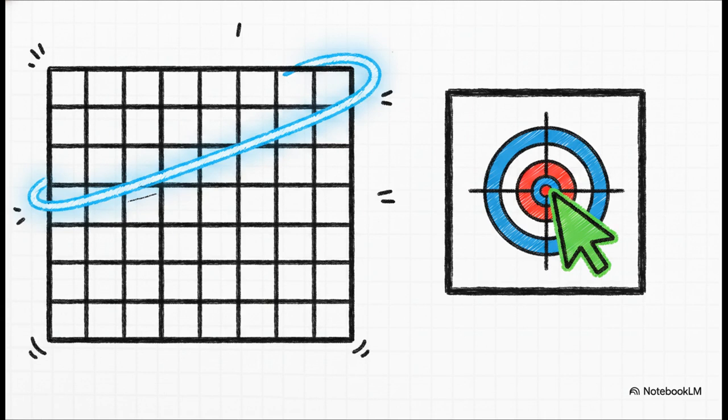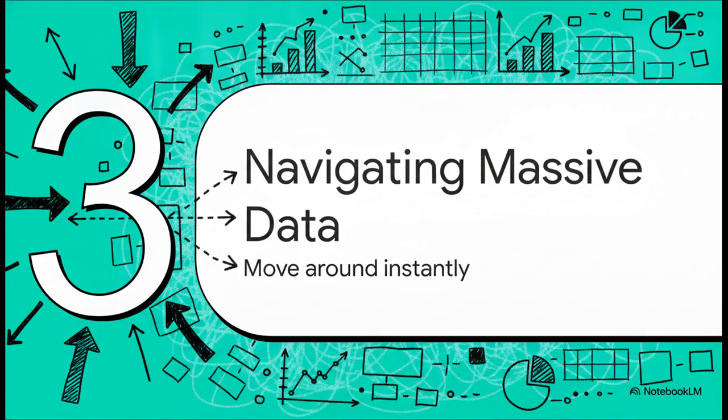And when you need to actually edit a cell, stop double-clicking. Seriously. Professionals just press F2. It jumps your cursor straight inside the cell for fast, accurate editing. Okay, part 3. Navigating massive data.